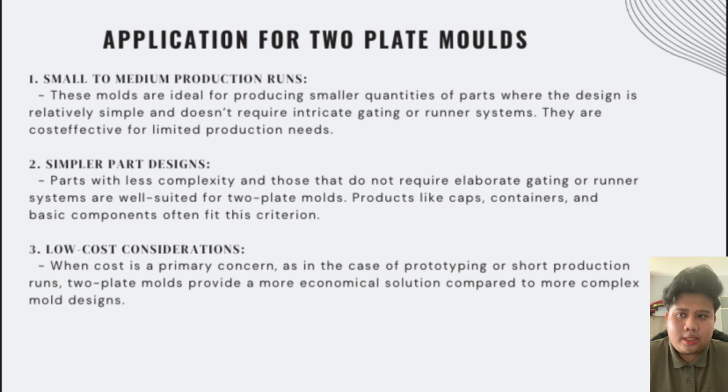Number 2 is simpler part design. Parts with less complexity and those that do not require an elaborate gating or runner system are well suited for a 2-plate mold. Products like caps, containers, and basic components often fit the criteria.